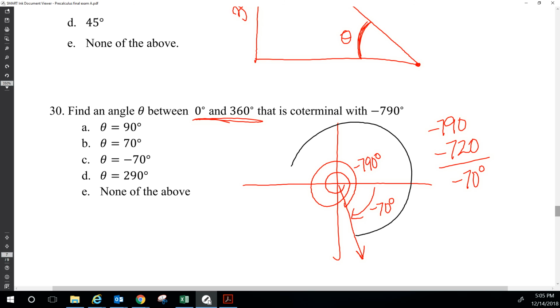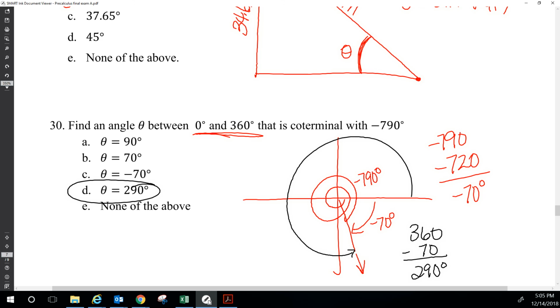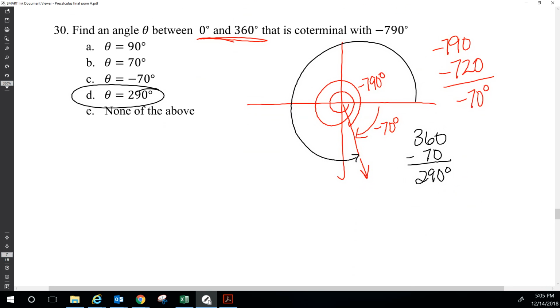So if I go back this way, I know 70 of this 360 degrees is taken up here. So what's 360 minus the 70 degrees? That would be 290 degrees. So 290 degrees is coterminal with negative 790, and it's between 0 and 360. So if you're doing this one on the test, take negative 790 and just keep adding 360 to it until it becomes a positive number between 0 and 360, and that'll get you your coterminal angle.